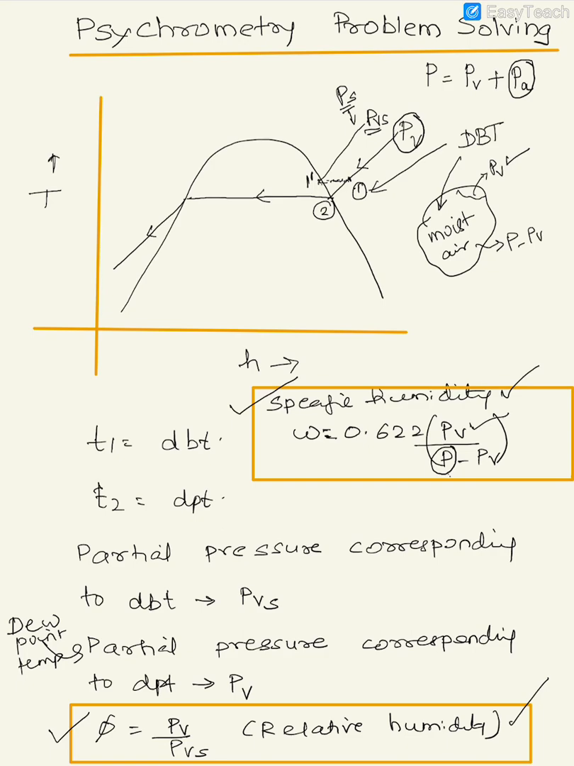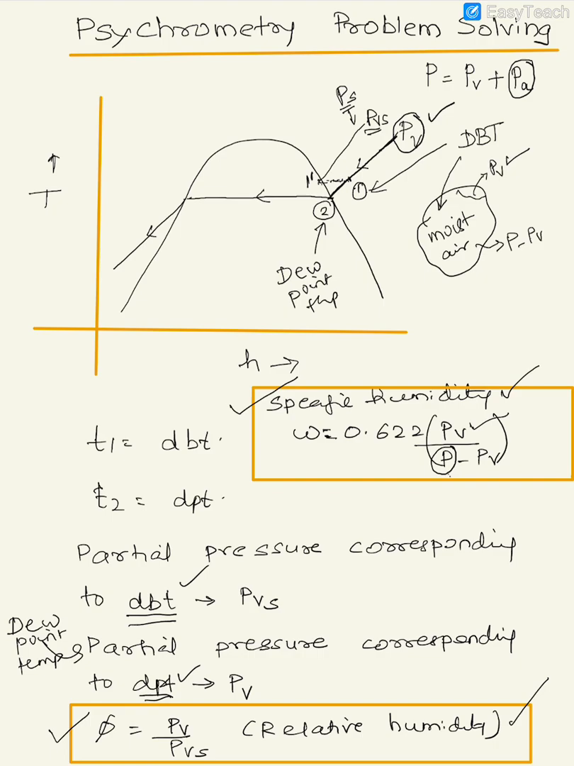So now we need to know what is PV and what is PVS to find relative humidity phi. So how do you find PV? For finding PV, if your dry bulb temperature is given and dew point temperature is given, then you can easily find the PV and PVS. If your dew point temperature is known, then you understand from this diagram that the saturation pressure corresponding to dew point temperature is your PV.